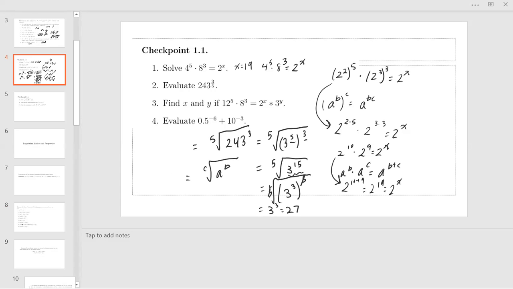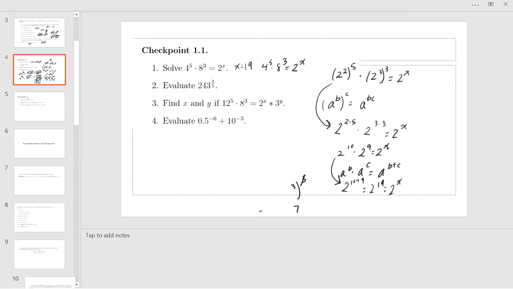For the next part of the checkpoint, we want to find x and y if 12 to the 5 times 8 cubed is equal to 2 to the x times 3 to the y. So we can write 12 as 3 times 2 squared and 8 as 2 cubed.